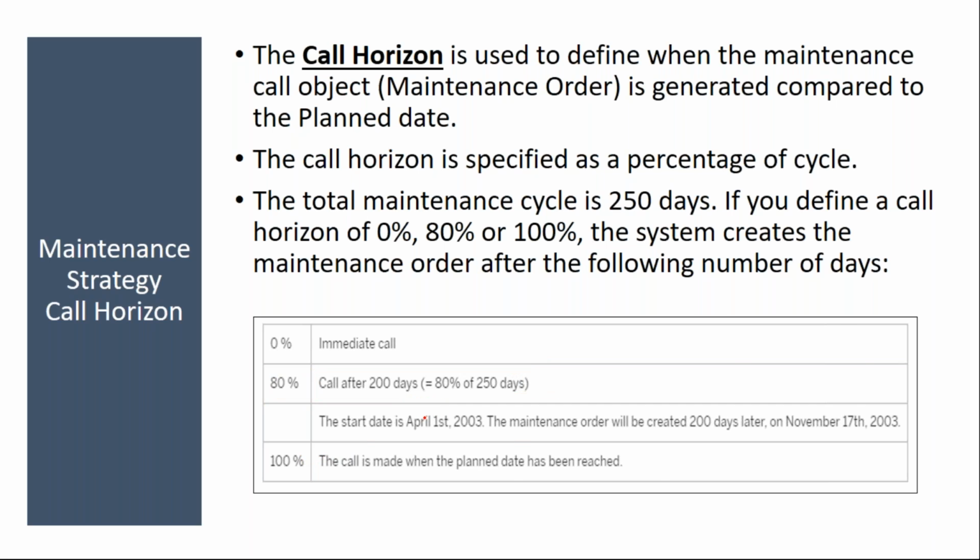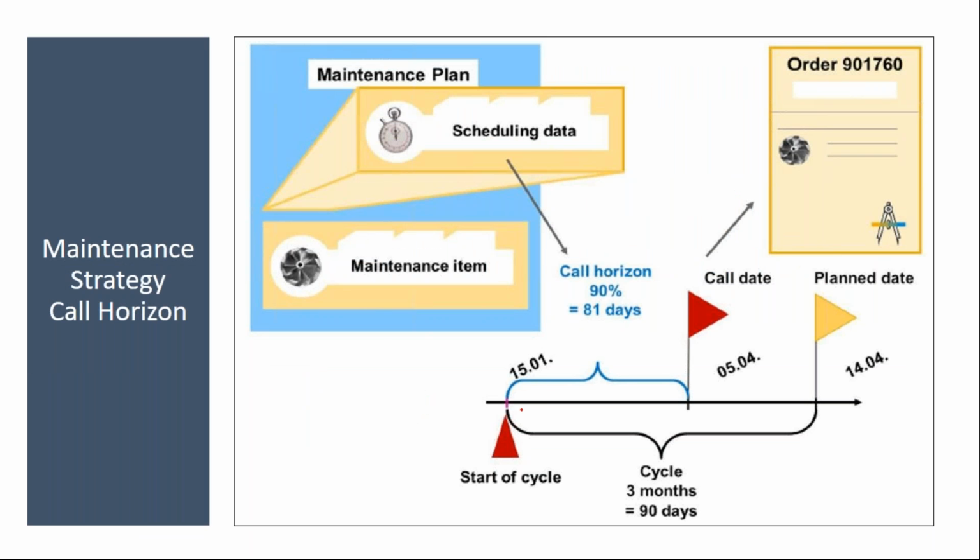If you see this one, you will understand better. Suppose my cycle time is 3 months. After every 3 months, I want to do preventive maintenance activity. That is 90 days. If I maintain call origin as 90%, 90% of 90 days is how much? 81 days. That means the order will get generated on the 81st day itself.